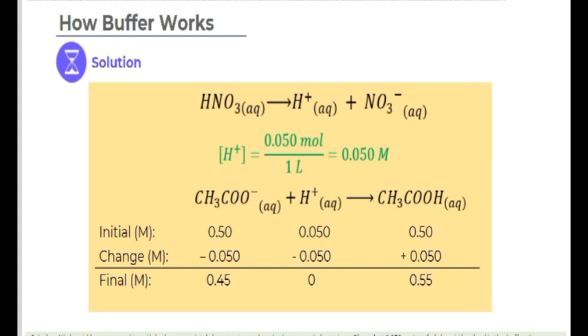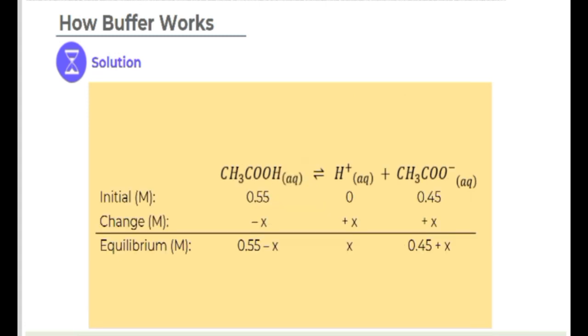So, as acetate takes up hydrogen ion from nitric acid, its concentration is decreased by 0.050 molar. So, its concentration becomes 0.45 molar. On the other hand, the concentration of acetic acid increases by 0.050 molar. So its concentration is now 0.55 molar. Now, we will use the new concentrations of acetic acid and acetate ion to calculate for the hydrogen ion concentration.